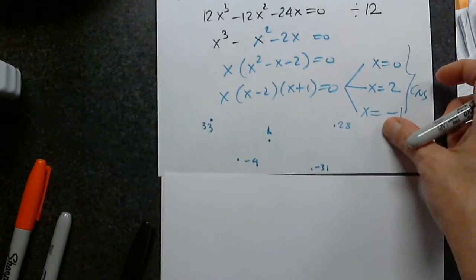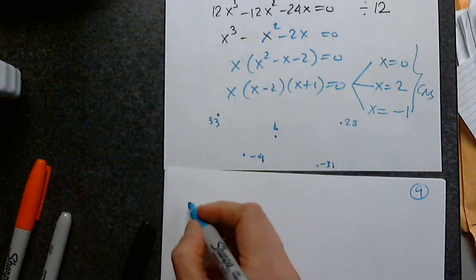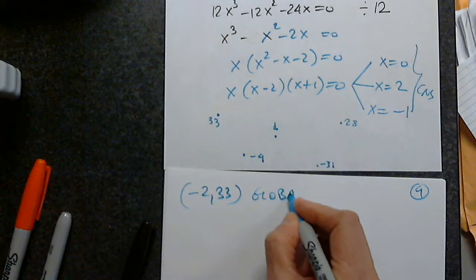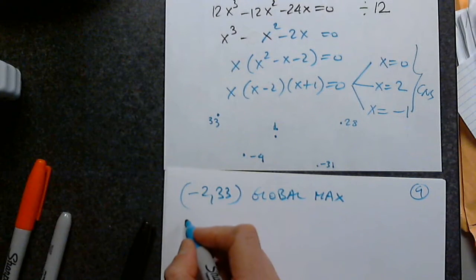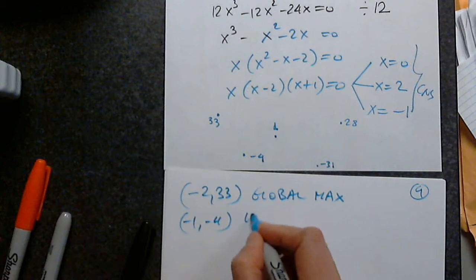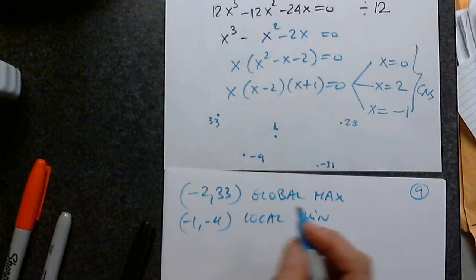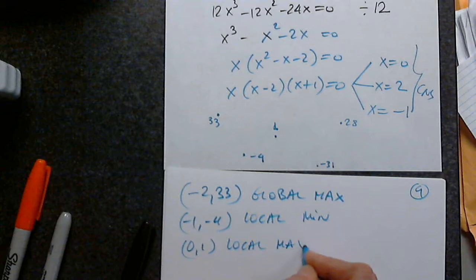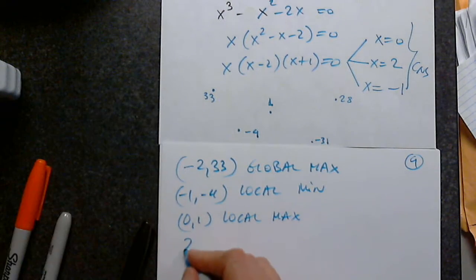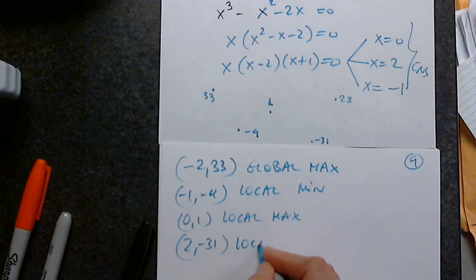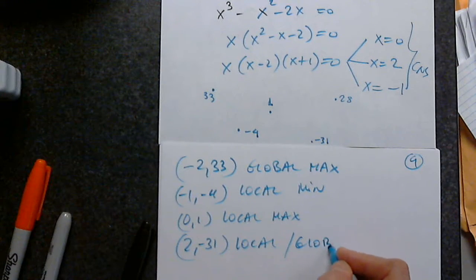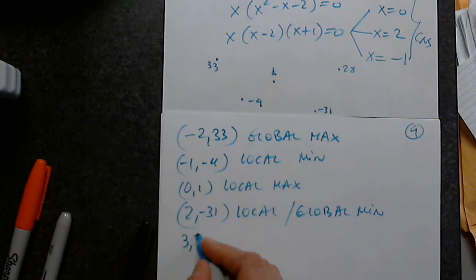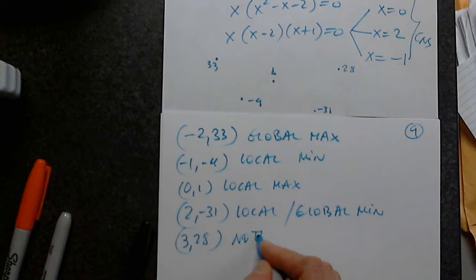So now I'm going to put them in writing. -2, 33 global max. -1, -4 local min. 0, 1 local max. 2, -31 local and global min. And 3, 28 nothing.